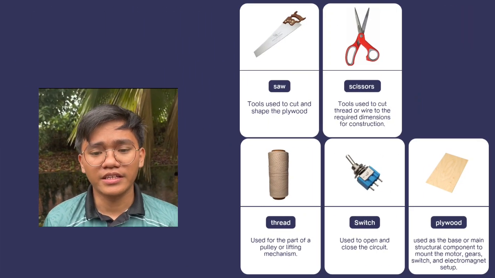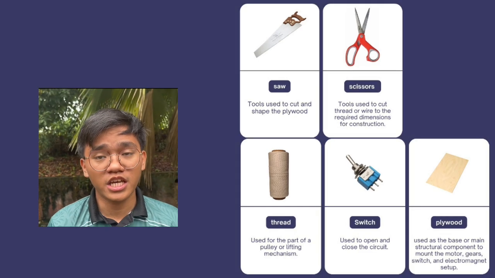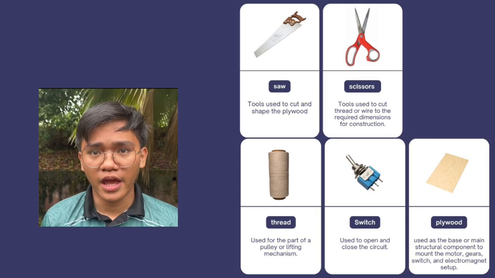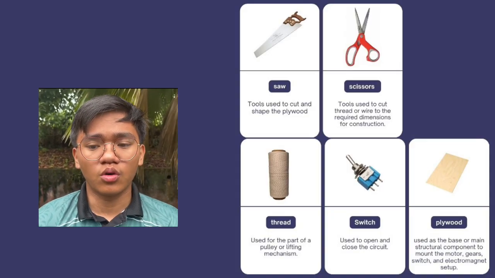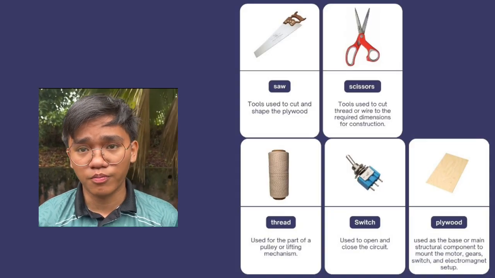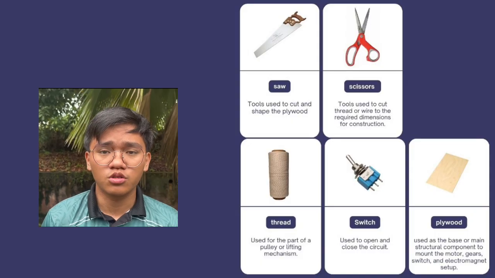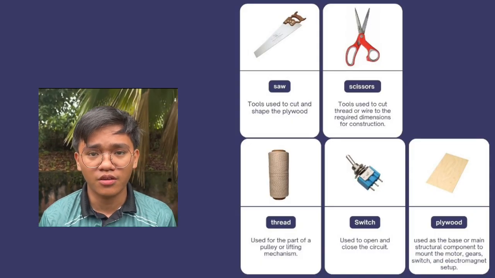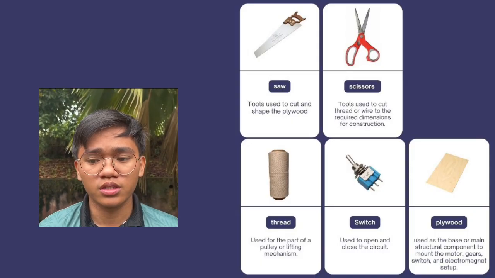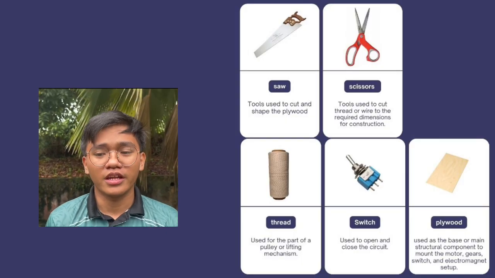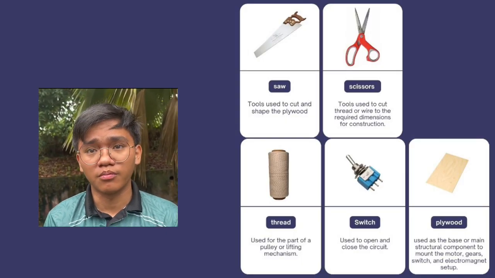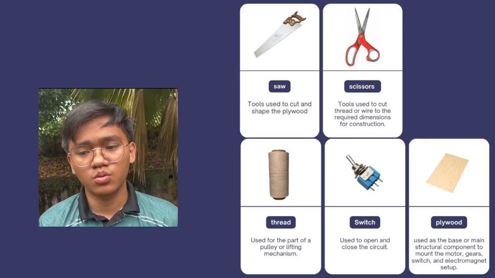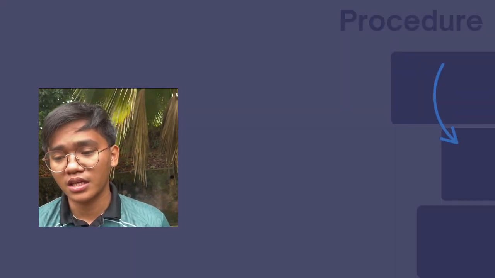After that, we have the saw and scissors that are used to cut and shape the plywood, thread and copper wire. And we also have a switch that is used to open and close the circuit, which is very important because we are going to use this to control the electromagnetic force. And lastly, we have plywood that is used as the base or the main structure component that mounts the motor, gears, switch and electromagnetic setup.